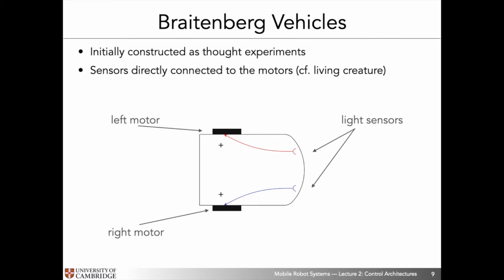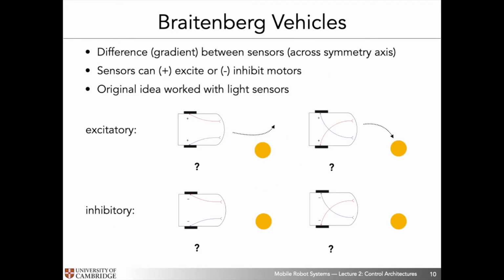So you could imagine the sensors being placed as they are, or you could imagine them being, for example, crossed over. So the left sensor being connected to the left motor, or the left sensor being connected to the right motor. Okay, so those are the two design variables that he essentially was playing with. Now let's have a look at a couple of examples of Braitenberg vehicles, and I'm going to explain to you a little bit what's going on here.